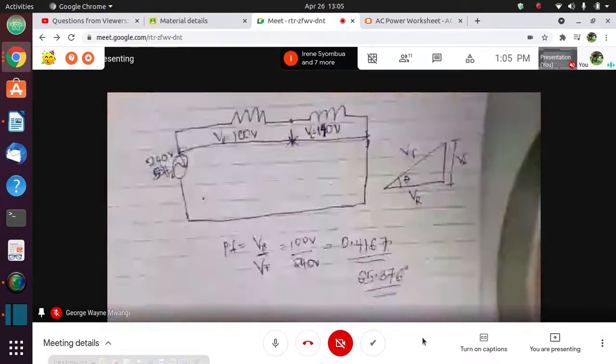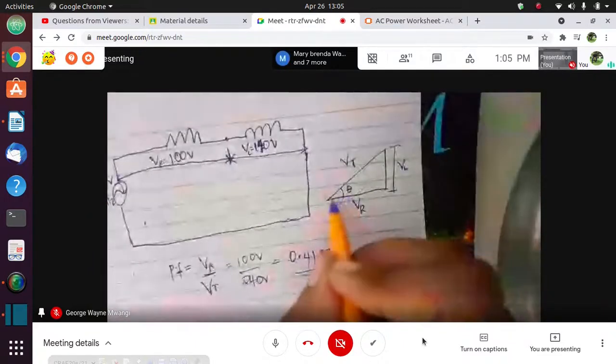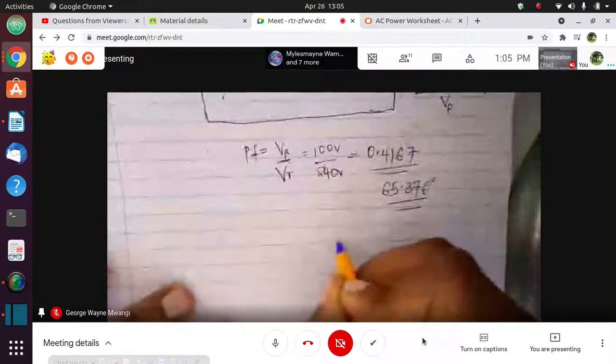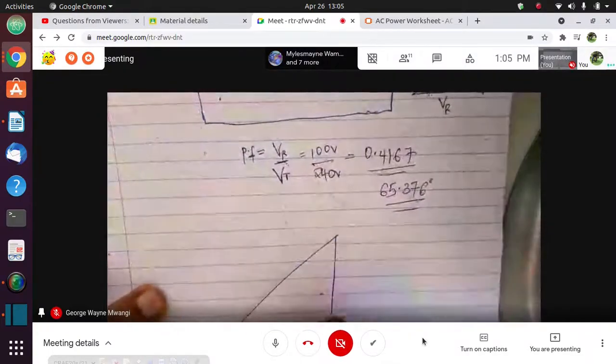Now, what I want you to notice is this. As this angle increases, as the angle keeps rising, for example, let me draw it like this.